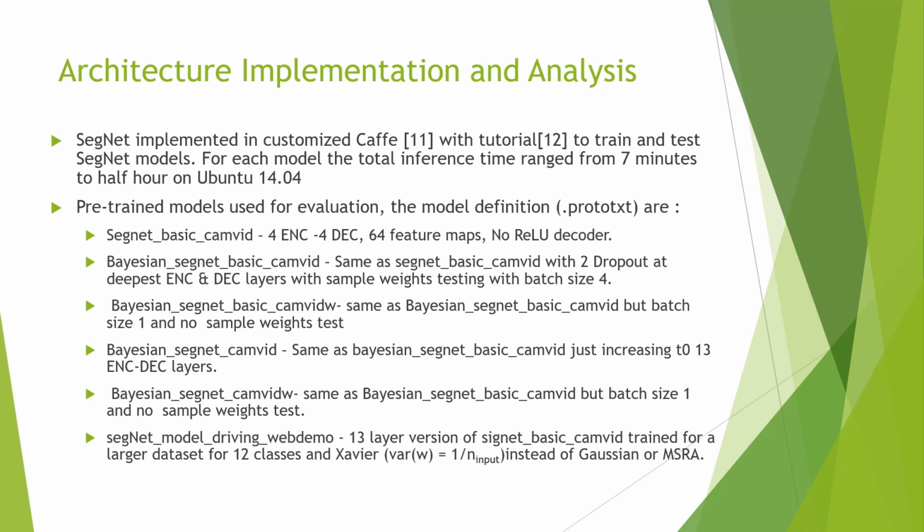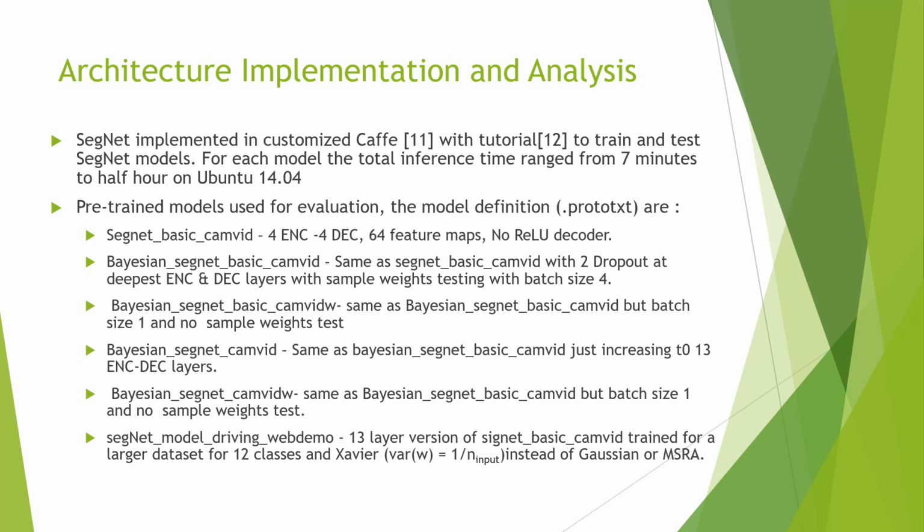The model definitions are: SegNet Basic CamVid, with 4 encoders and 4 decoders, 64 feature maps, no load decoder. Bayesian SegNet Basic CamVid is the same as SegNet Basic CamVid with 2 dropout layers at the deepest encoder and decoder, with sample weight testing, with batch size 4. Bayesian SegNet CamVid is a variant of the earlier CamVid with a simple dropout instead of Monte Carlo dropout, with the batch size reduced to 1. The third, fourth, and fifth models are actually variants of the second and third, only with a deeper network.